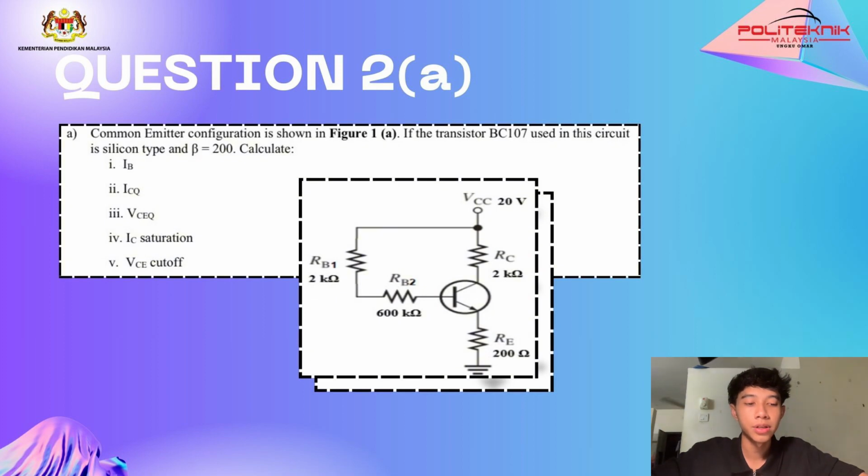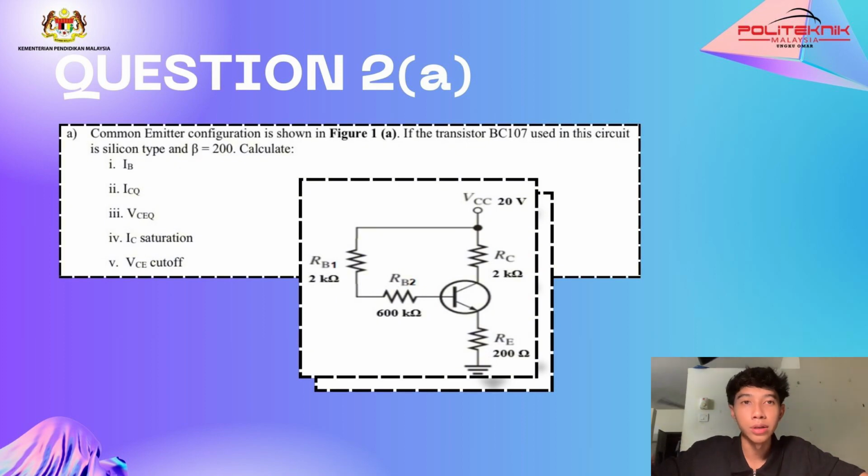Common emitter configuration is shown in figure 1A. If the transistor BC107 used in the circuit is silicon type and beta is 200, calculate IB, ICQ, VCEQ, IC saturation and VCE cutoff. But in this figure, you can see that there are two RB, so we need to totalize them first. So RB1 plus RB2, 2k ohm plus 100k ohm, we get 602k ohms. Then we go straight to find the IB.